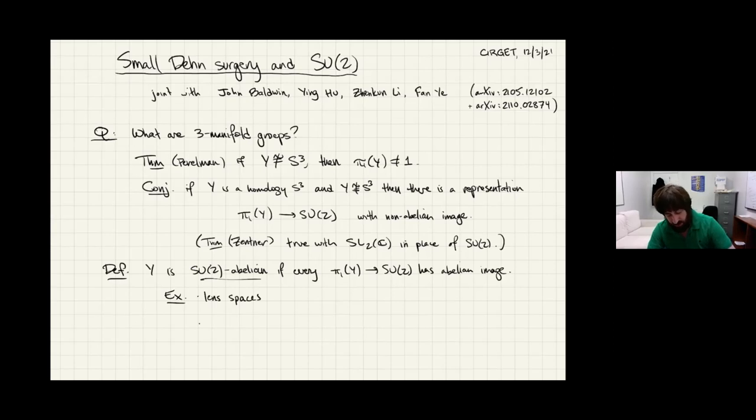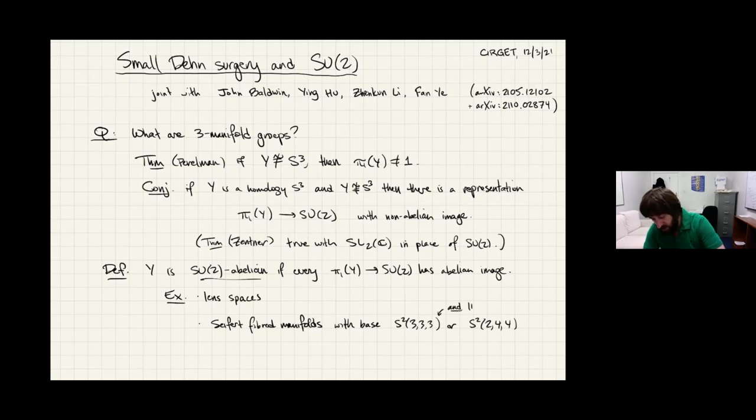But there are other examples. So Seifert fibered spaces with base either S2 and 3 singular points of order 3, or S2 with singular points of orders 2, 4, 4. And in this case, we need the order of the first homology to be even, or I guess infinite. This one takes a little more work to show, but these are SU2 abelian despite not being lens spaces. Other examples include lots of toroidal manifolds.